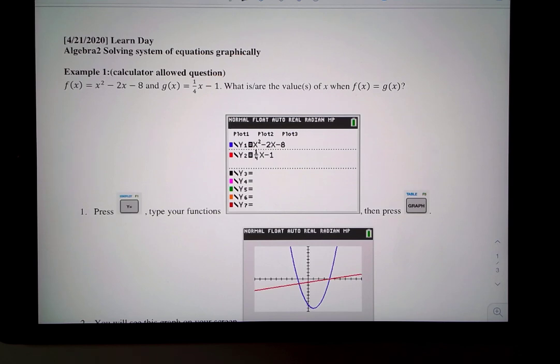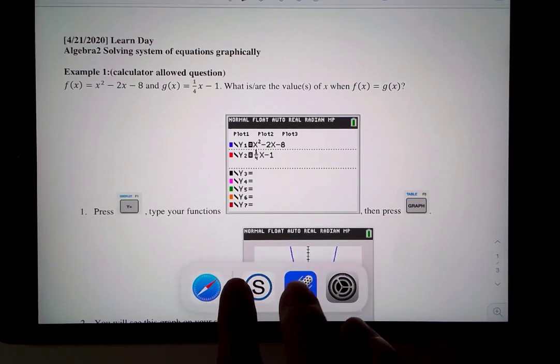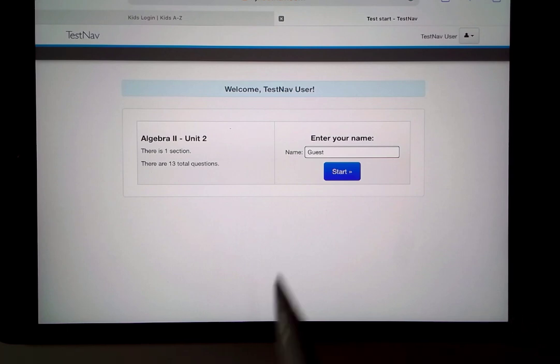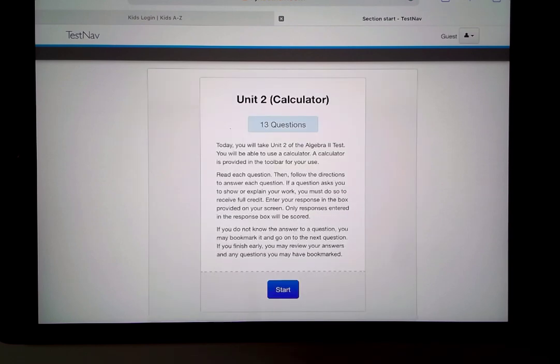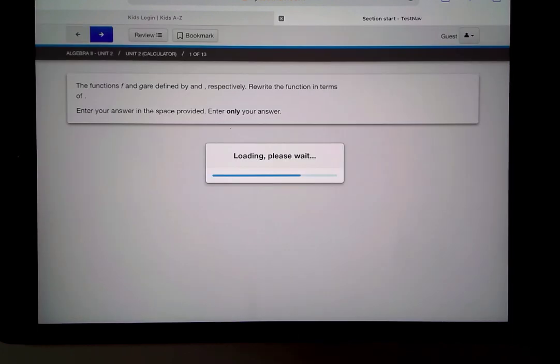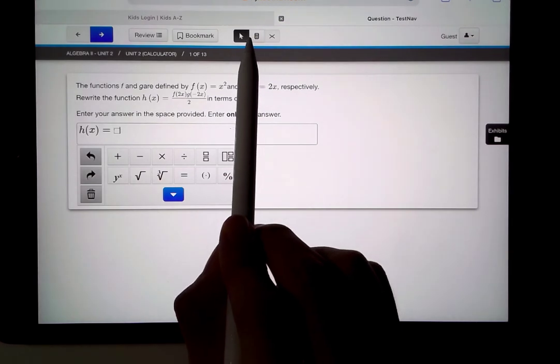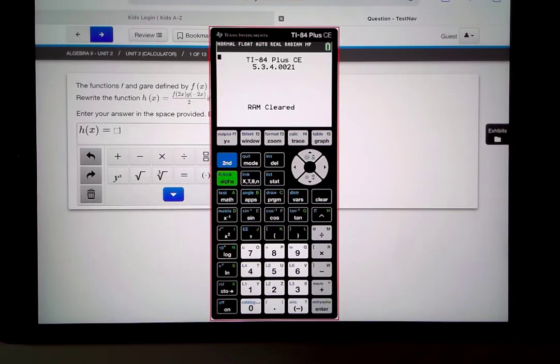And you know what guys, on Google Classroom I put the link for the TI-84 calculator, right? When you click the link, you will get in here. It's a test nav, actually a practice exam website, but we can use it for the TI-84. So as a guest, just start it. Choose the calculator section, because I just want to use the calculator from this website. Do you see this calculator mark over here? Click that one. That's it. You can use your TI-84 calculator.